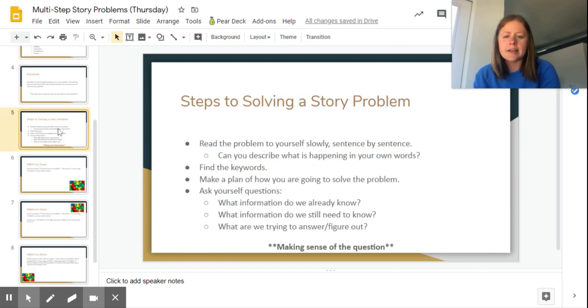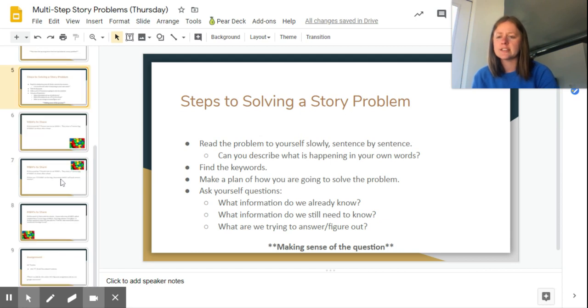So same steps that I had as our assignment on Tuesday. So just reading the problem to yourself slowly, sentence by sentence, being able to describe what is happening in your own words. And so just truly, like I have at the bottom, just truly making sense of that question. We talked a lot about that in the classroom, that's great if you can read it and solve it. You really need to make sense. Like, what's going on? What am I asked to do? What am I asked to solve? What do I already know? What do I need to know? Those kinds of things, making a plan.